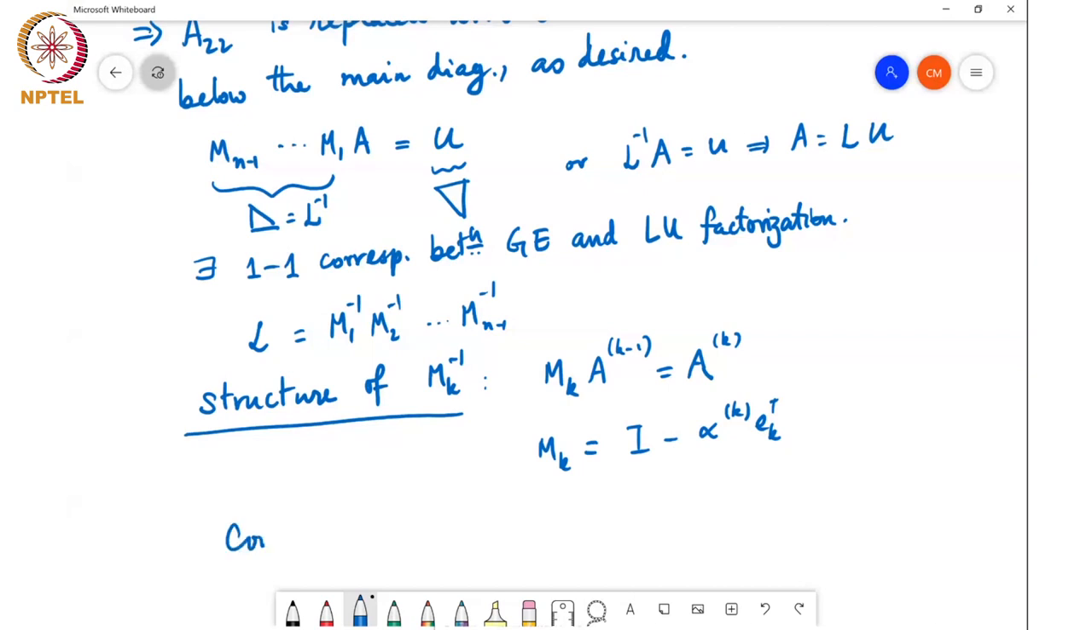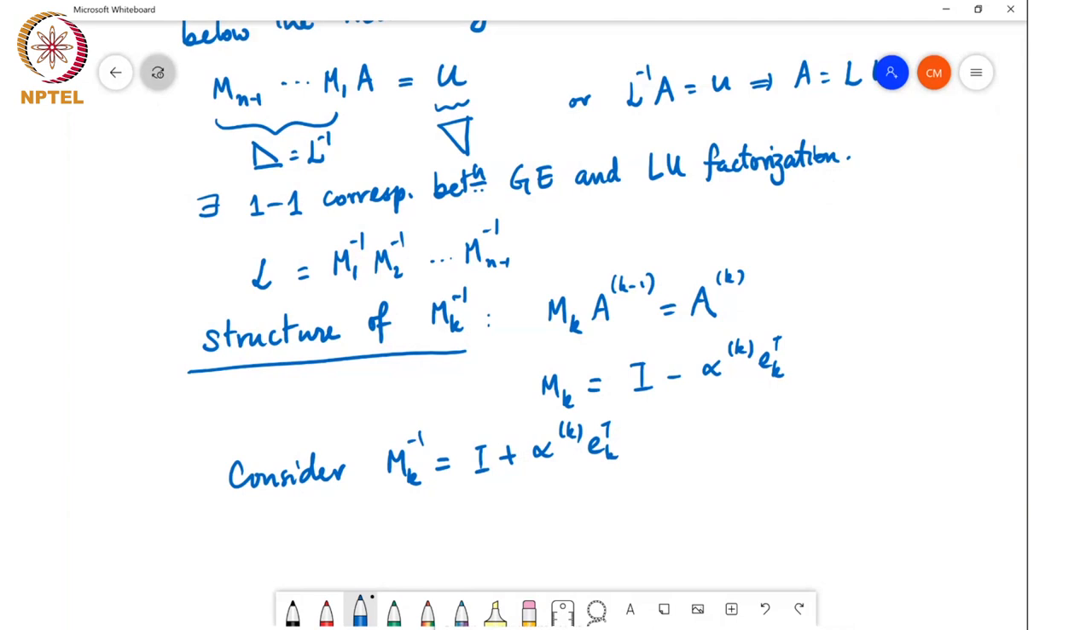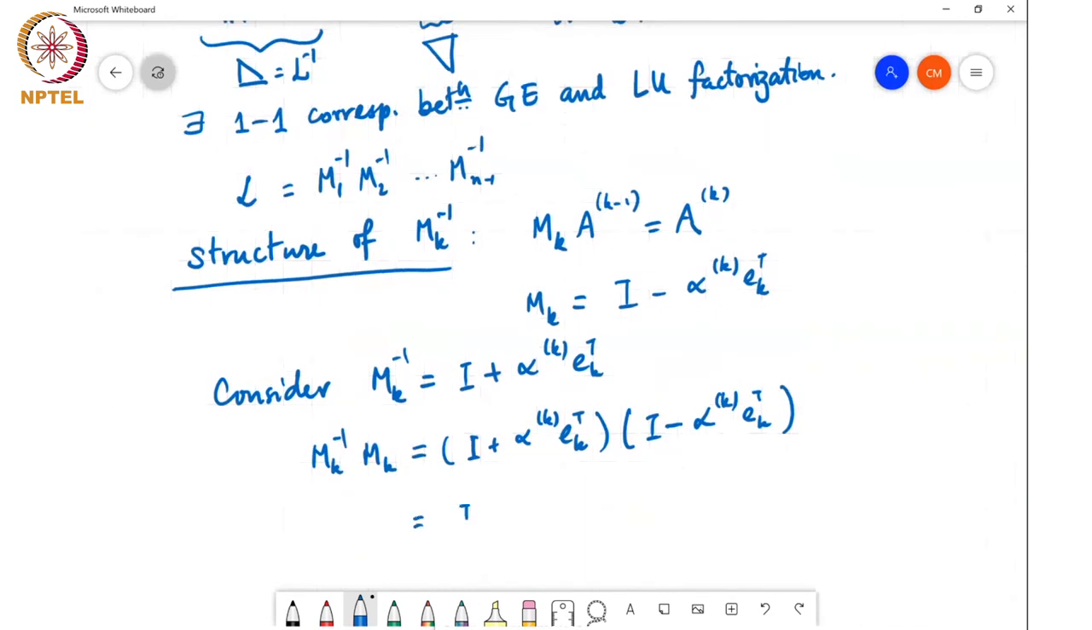And so if you consider M_k equal to I minus alpha_k e_k transpose, then M_k inverse is I plus alpha_k e_k transpose. If I multiply this with M_k, then it is I plus alpha_k e_k transpose times I minus alpha_k e_k transpose, which is equal to I plus alpha_k e_k transpose minus alpha_k e_k transpose minus alpha_k e_k transpose alpha_k e_k transpose.